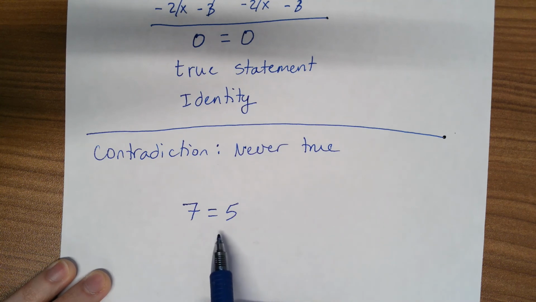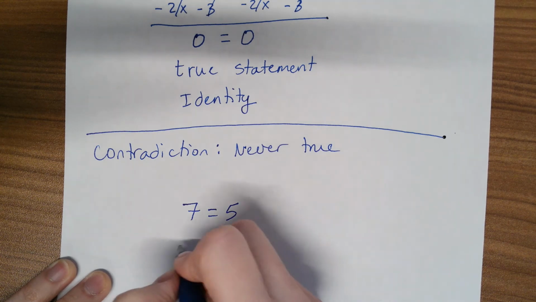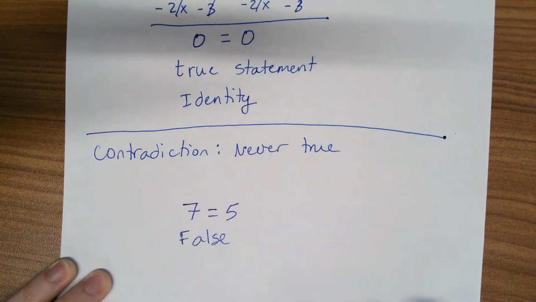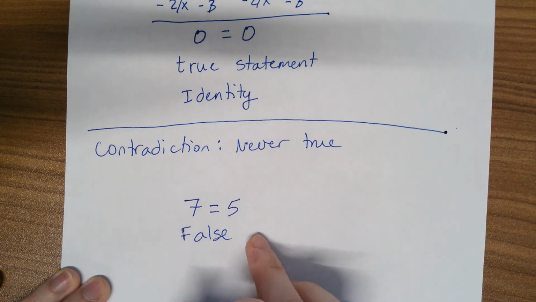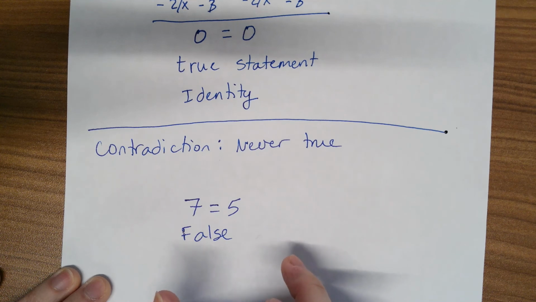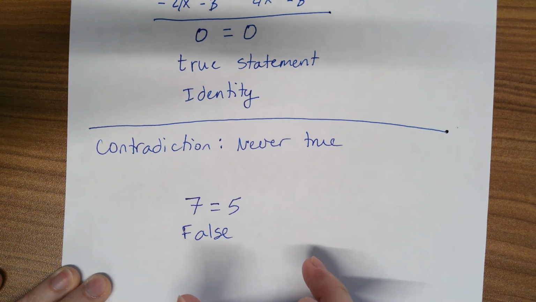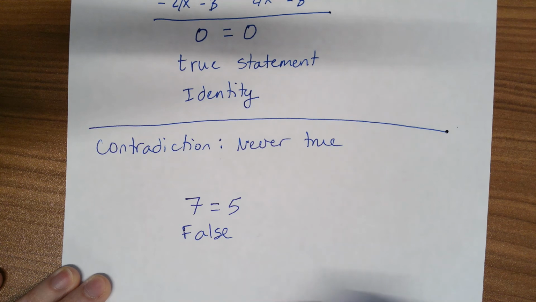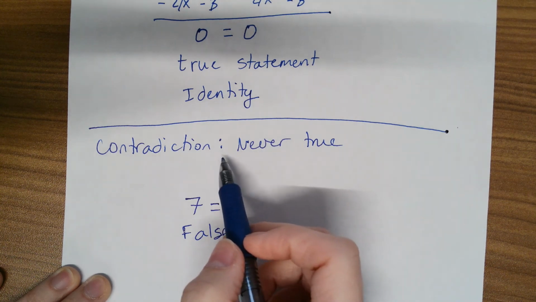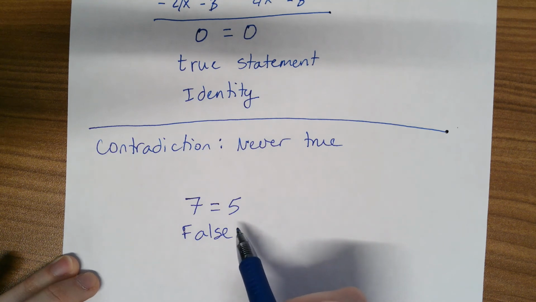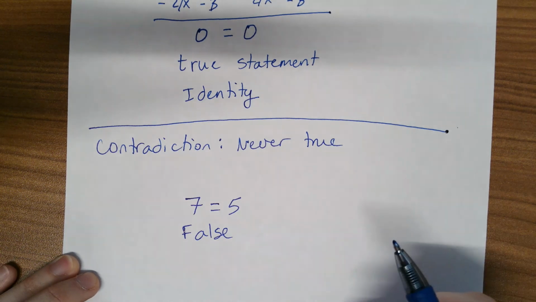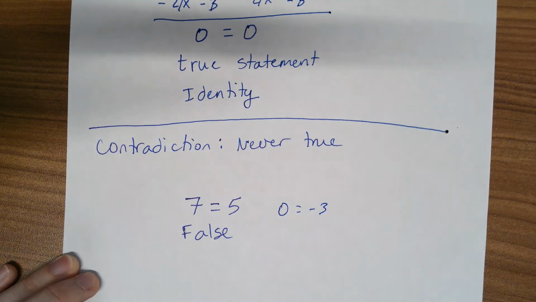Is this true? Does 7 equal 5? No. The answer is no. This is not true. This is false. In this instance, since my final statement is false, then the original equation is a contradiction, meaning that there's no number I could plug in for the variable that would make it true. So our equation is a contradiction if our final answer ends up being a false statement. Again, something like 7 equals 5 or 0 equals negative 3, something random like that, that's not true. We have a contradiction.